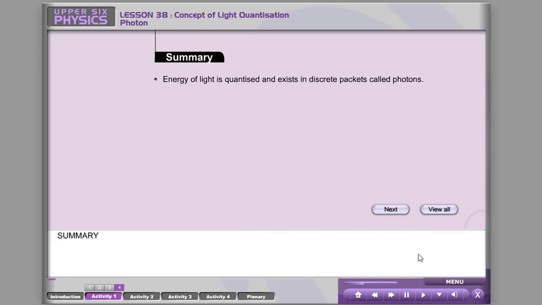Summary. Energy of light is quantized and exists in discrete packets called photons. Energy of a photon of frequency f is hf. 1 electron volt equals 1.60 times 10 to the power minus 19 joules.